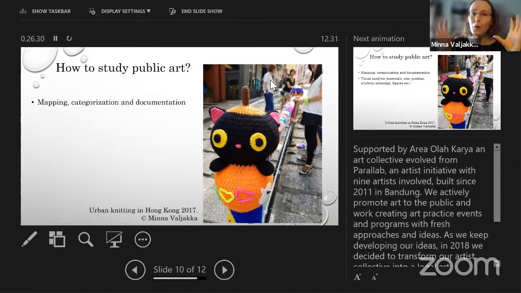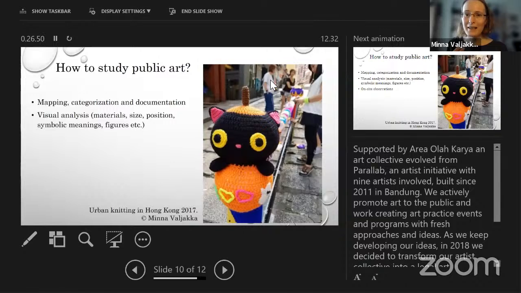And we have to pin down what's happening in the city around us, or maybe in a neighborhood. I know Jakarta is huge, so take a smaller area of the neighborhood and start mapping and pinning down what's happening, what kind of artworks you can see and find around you. And of course, this visual analysis, as an art historian, I can't emphasize enough how we have to look into the details, the materials, the size, the position, the symbolic meanings, what kind of figures are displayed, etc. All the details.